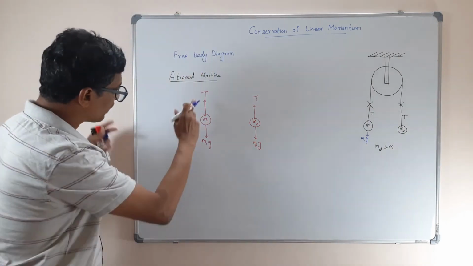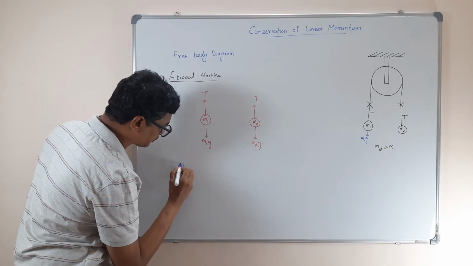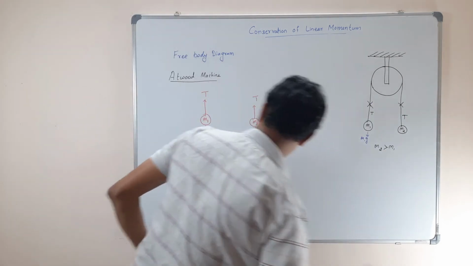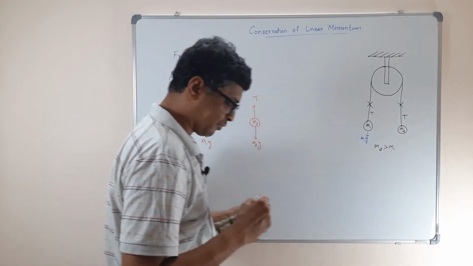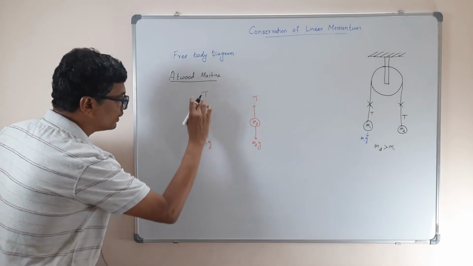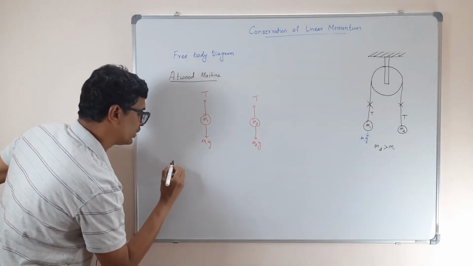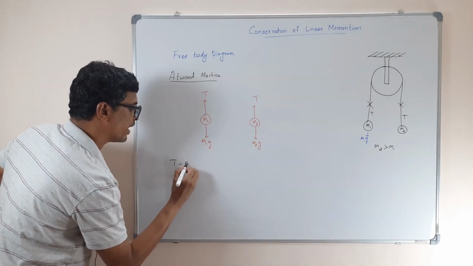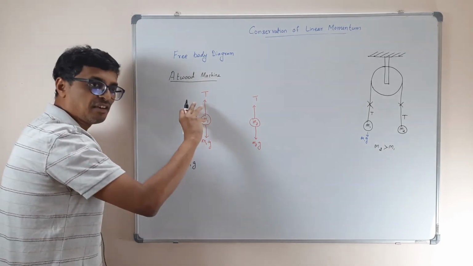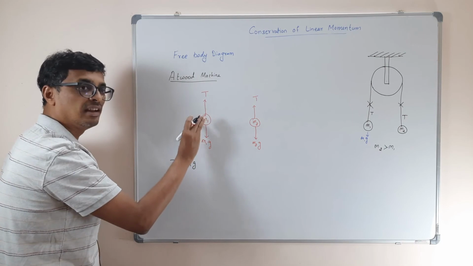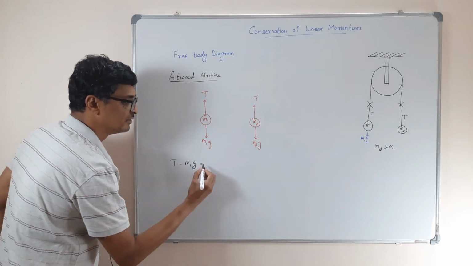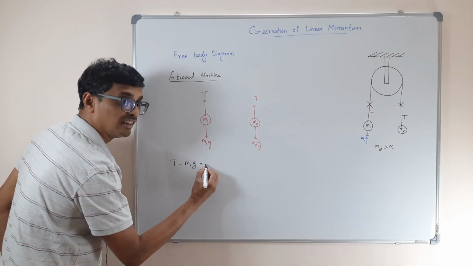Correct? So then what happens? So T is larger, right? So T minus M1G will be the resultant force, right? That is going to give an external force, acceleration. So that will be equal to what? Tell me. M1A. Okay, M1A.